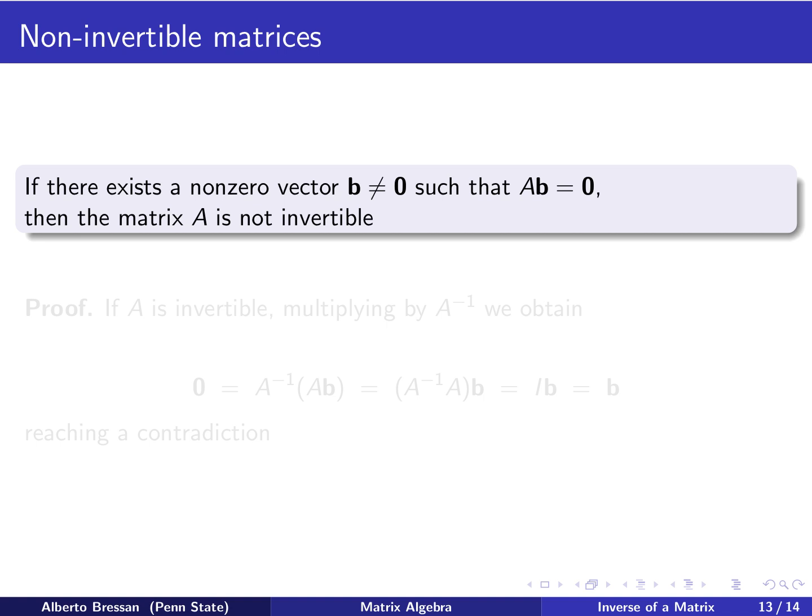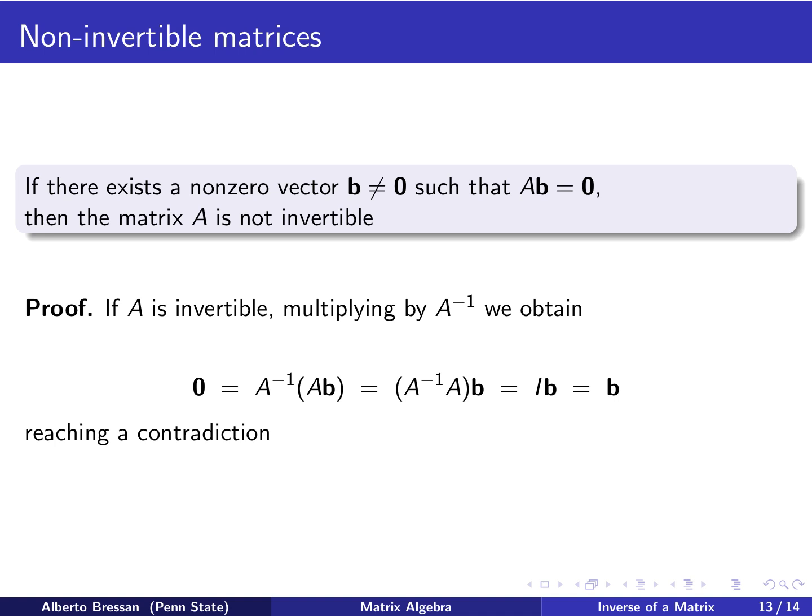Let's talk about some indication that a matrix is not invertible. So first, make this observation. If there exists a non-zero vector B, important, B should not be 0, such that A times B is 0, then the matrix A is not invertible. Now let's do a proof.